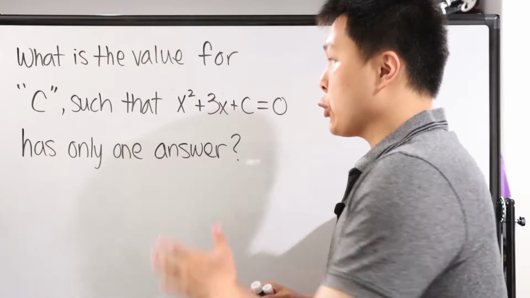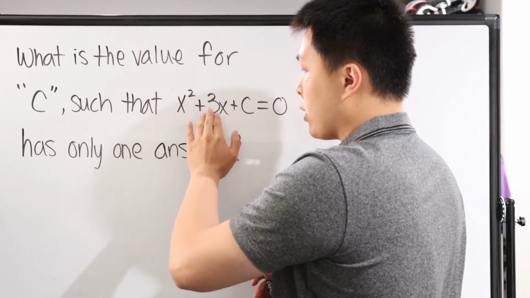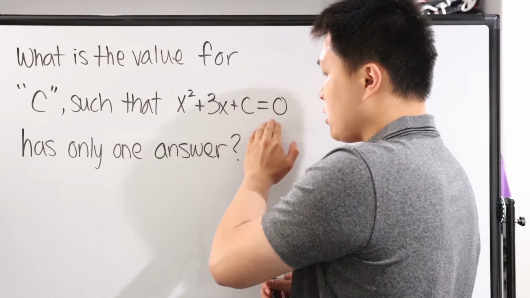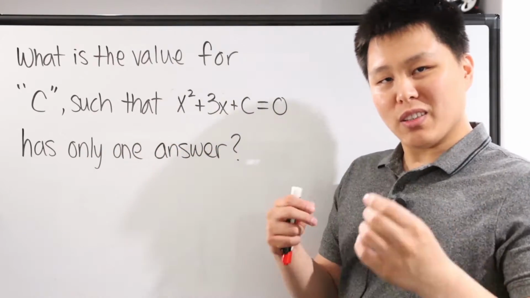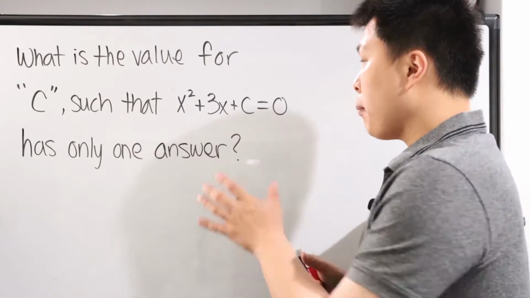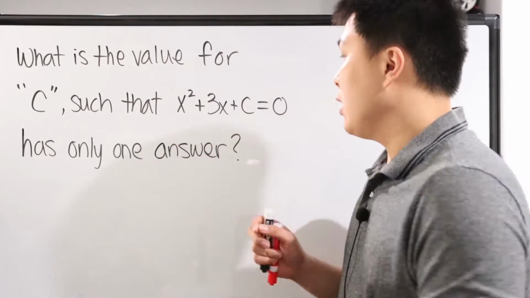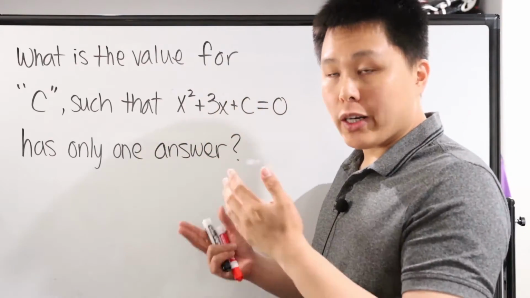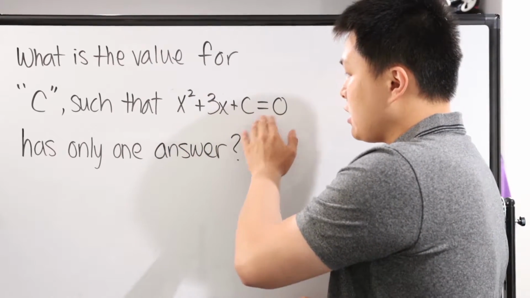So for today's video, we're going to go over this problem. What is the value for c such that x squared plus 3x plus c equals 0 has only one answer? Now this is a very difficult or scary sounding problem. But notice that the bulk, the chunk of this problem is based on this expression. This expression right here is just a quadratic expression, right? We have x squared plus 3x plus c equals 0.